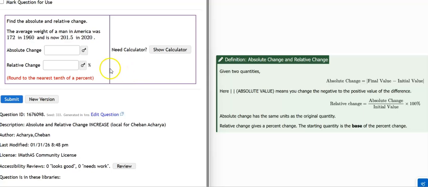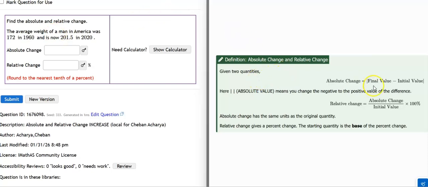Hello, Chiban here. In this video, I'll show you how to find the absolute change and relative change. Notice that absolute change is how much changes from final value to initial value, but relative change is how much changes in percentage. Look at the formula here. There are two different formulas, one for absolute change and the other for relative change.